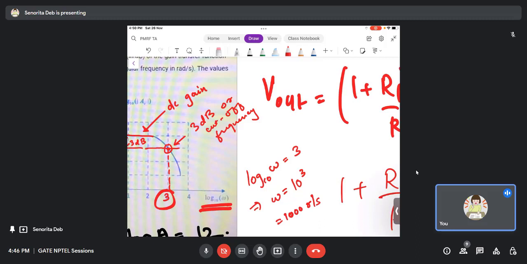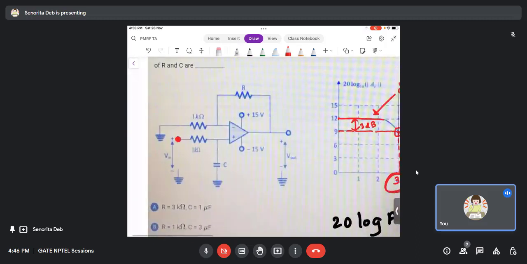Right? And they have asked you the value of C. So what is this omega being decided by? By this circuit. That is why it is there. This is a low pass filter circuit. It is used with an op-amp so that there is a buffering action happening and the loading does not happen. That is why we use an op-amp.